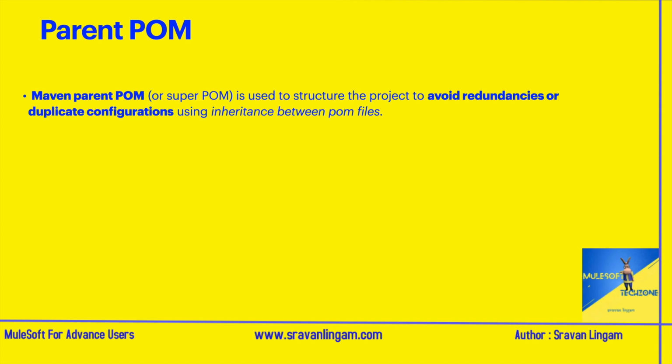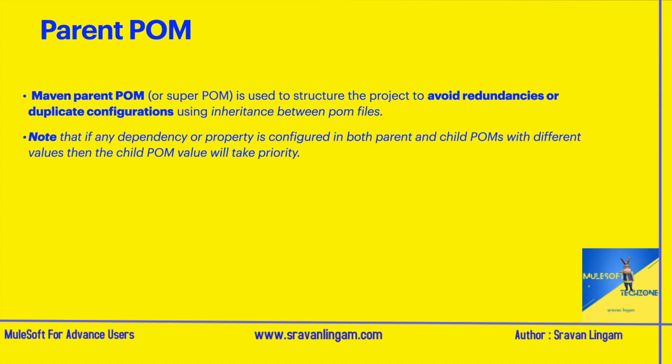I see most companies or organizations use this concept, but some of them don't, for various reasons, but it is always good to use a parent pom. Note that if any dependency or property, for example the same database connector version, is configured in both your super pom and the child pom in the actual application, the values in the child pom will take priority, not the super pom. For example, if your super pom has version 1.2, which is the latest, but your child pom, meaning the actual application, has 1.1, then when you run the application, it will always take 1.1, not 1.2. That is really important to know.